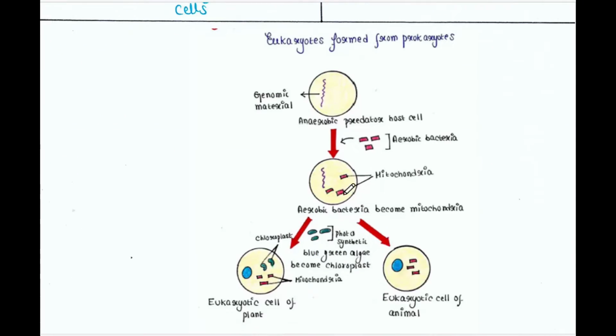Now, some predators engulfed both aerobic and photosynthetic bacteria. The aerobic bacteria established themselves as mitochondria and photosynthetic bacteria established themselves as chloroplasts. Such predator host cells became the first eukaryotic plant cells.